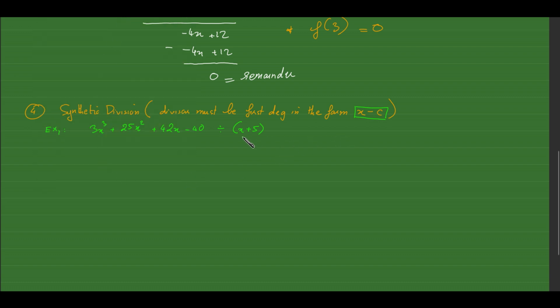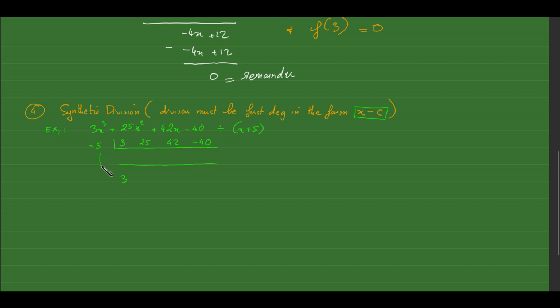Now let's start with our example. You recognize that c here is minus 5. So that is how we set up: we put minus 5, and we put all the coefficients of the dividend polynomial: 3, 25, 42, and negative 40. That is the first step for synthetic division. Then you draw a line, and you drop down the 3. You always drop the lead coefficient here.